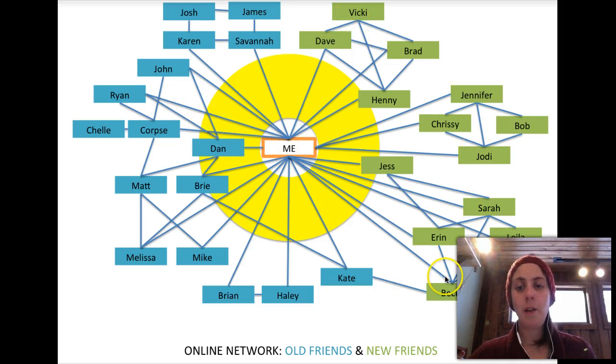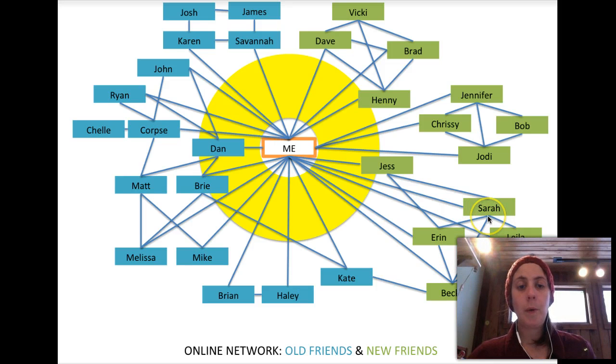On the other side, the new friends, there are groups. This group is basically work friends. This group is kettlebell friends, people that I work out with. And then this group is the Ladies Auxiliary. This is a group of female artists that I'm a part of.